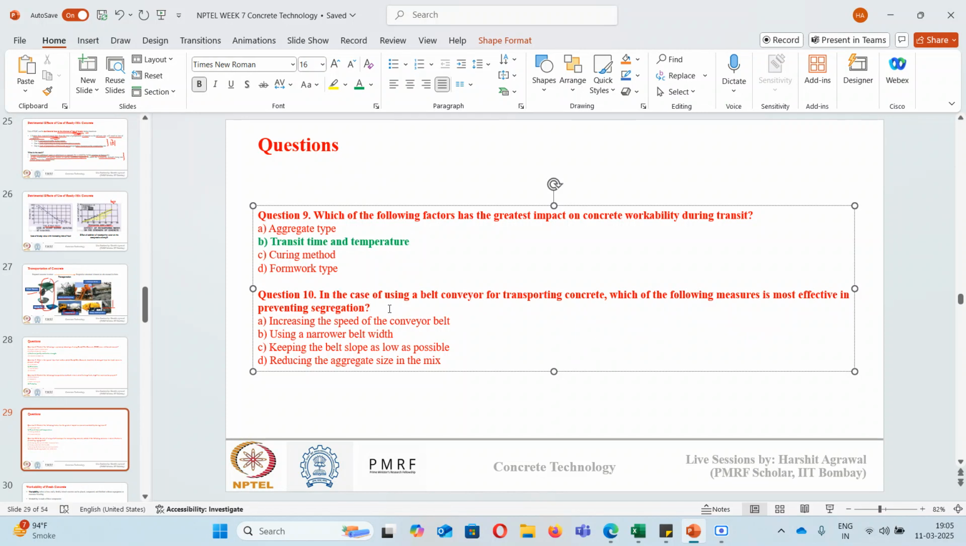Sir, option B. Anyone else? B answer, sir. Using a narrow belt width. Okay, so the correct answer is C for this question.